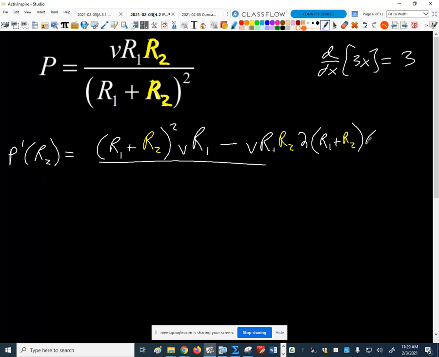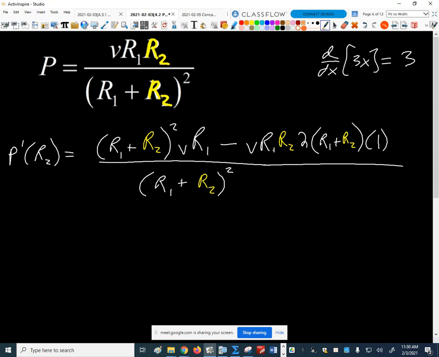Good. So times 1. Just like if I had something like the derivative of 3 plus x on the bottom, wouldn't I just get a 1 out of that if I'm differentiating with respect to x, right? So there's the top, and then divided by the bottom squared, right? So R1 plus R2 squared. Okay, let's simplify this.